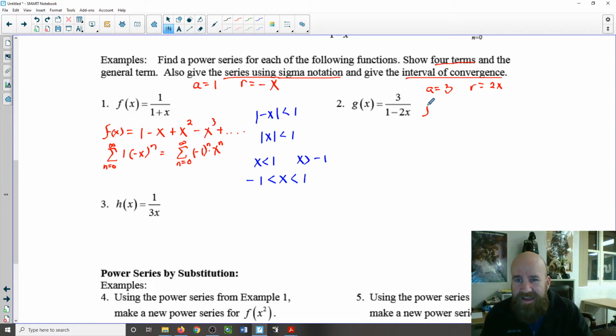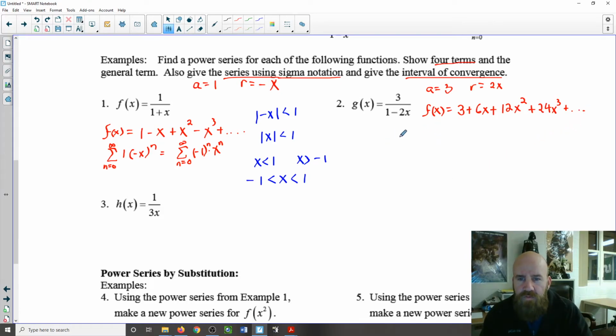So let's write a power series. Actually, we're just going to write the first 4 terms of our infinite polynomial. So we always start with that a value. And then we're going to multiply that by our r value. So 3 times 2x would be 6x. And we just keep multiplying by 2x. So 12x squared and 24x cubed. And so on.